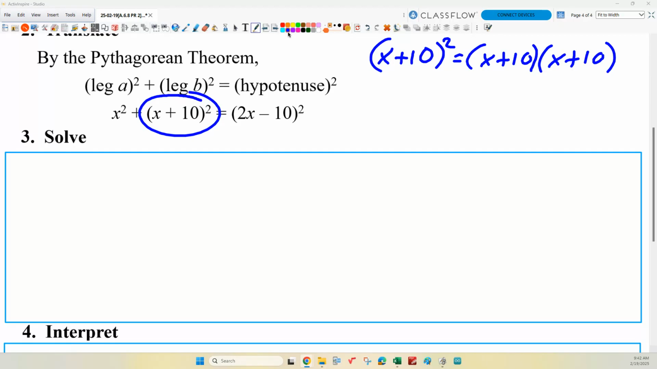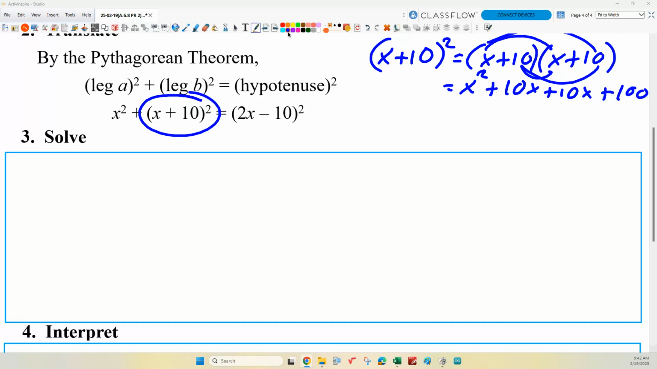So if I were to FOIL this out then, if I distribute the x, I get x squared plus 10x. Now when I distribute the 10, I'd get another 10x plus 10 squared is 100, right? So x squared plus 20x plus 100, right? I can always do it that way.